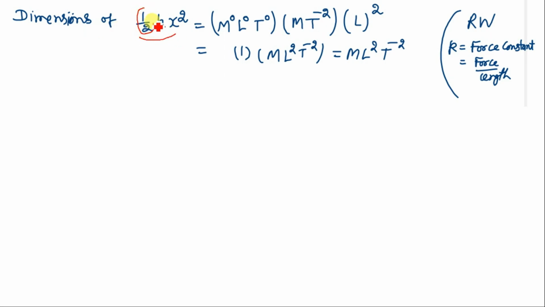Let us now find the dimensions of the third term, that is half kx square. Again, half is just a number, so its dimensions will be M0L0T0. K is the spring constant, which is also known as force constant. Its definition is force per unit length. The dimensions of force are MLT minus 2. If you divide it by length, then the dimensions of spring constant become MT minus 2. So these are substituted here. X is the extension in the spring length, so it comes in the category of length, so the dimensions of x will be L. So when we solve these, you will again get ML2T minus 2.